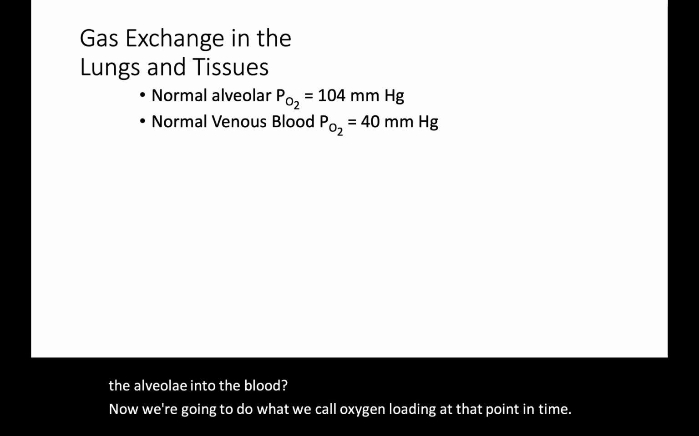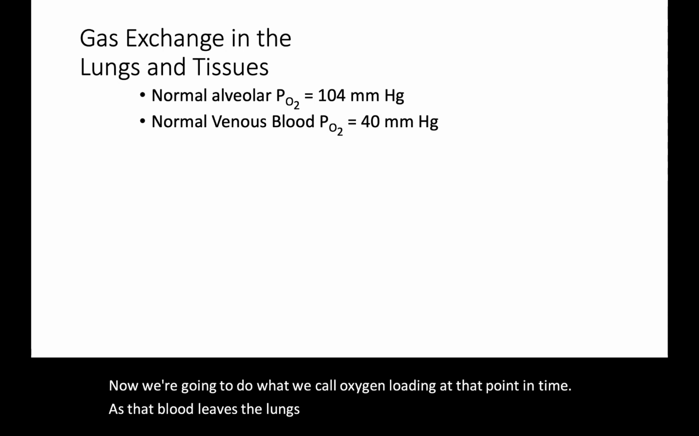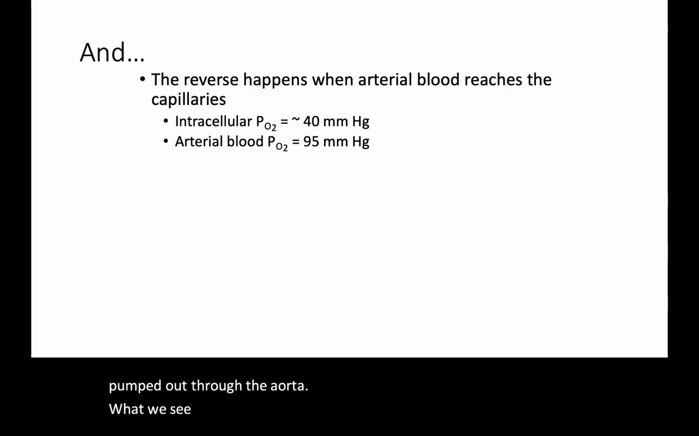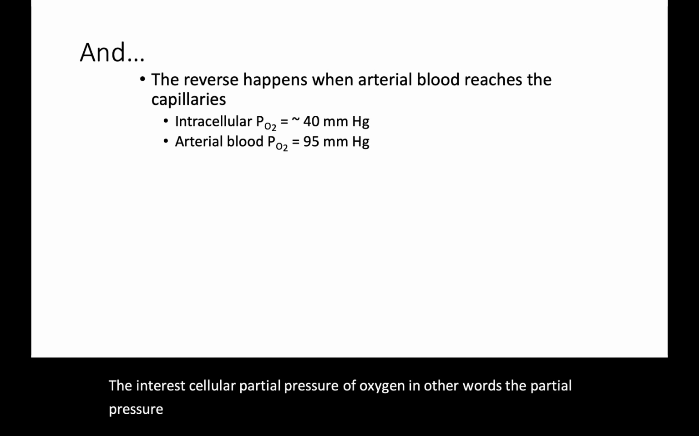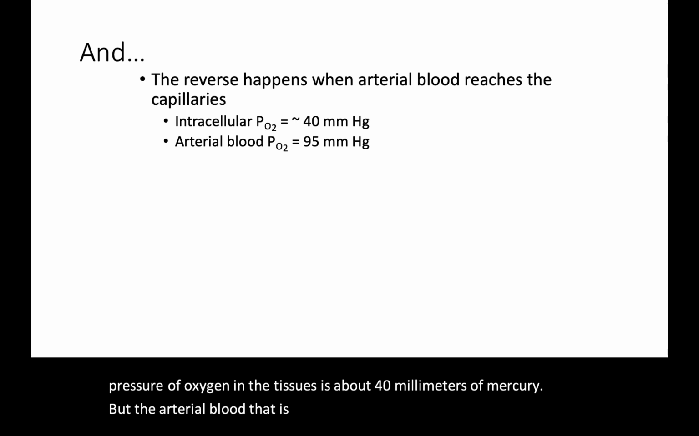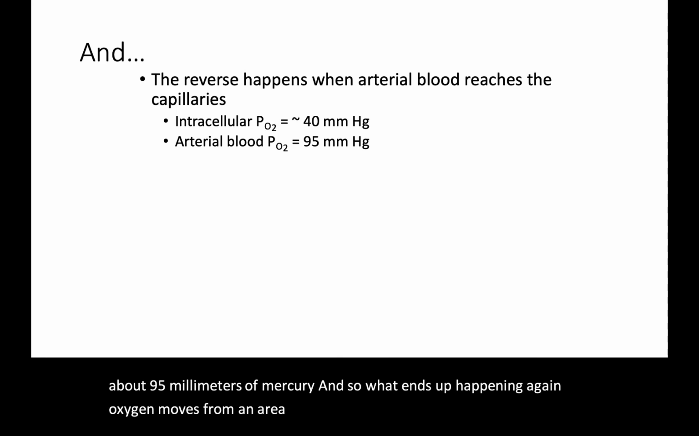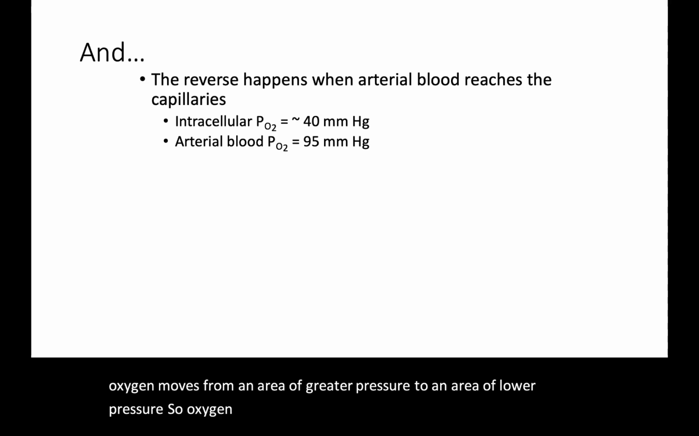As that blood leaves the lungs, it returns to the left side of the heart and it's pumped out through the aorta. What we see is the intracellular partial pressure of oxygen, in other words, the partial pressure of oxygen in the tissues, is about 40 millimeters of mercury. But the arterial blood that is arriving within those capillary beds is actually about 95 millimeters of mercury. And so what ends up happening? Again, oxygen moves from an area of greater pressure to an area of lower pressure. So oxygen unloads in the tissues. That oxygen is going to move from the capillary and make its way into the tissue.